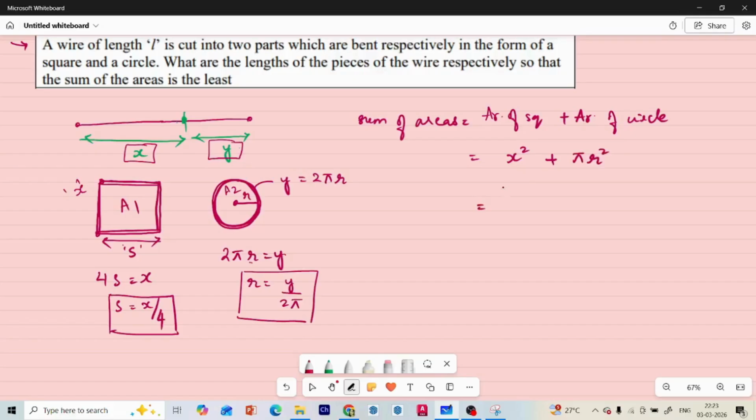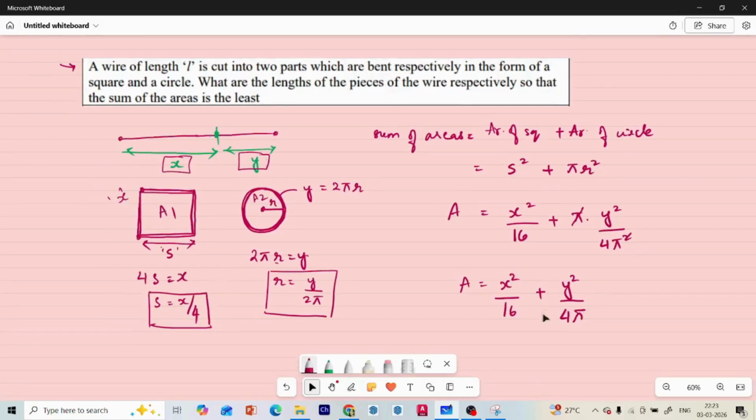Sorry, the side is s, so the area of the square is s square plus pi r square. What did we get for s? s is x by 4, so s square is x square by 16, plus pi into r square, which is y square by 4 pi square. So the pi cancels. You will get the sum of the areas as x square by 16 plus y square by 4 pi.